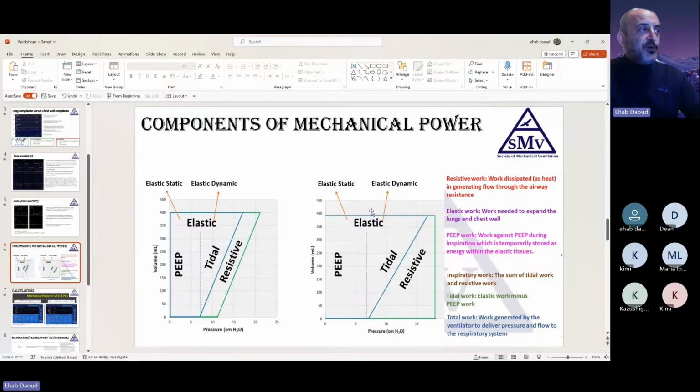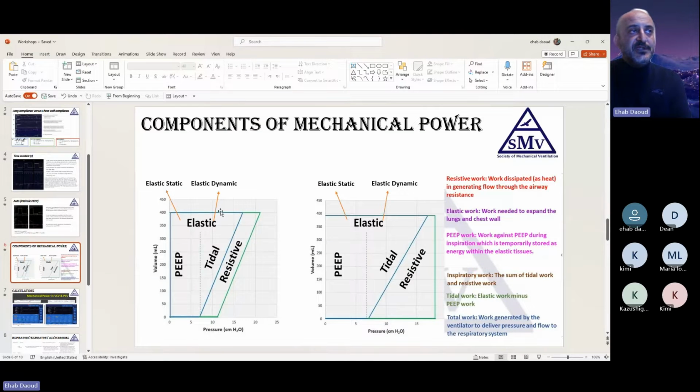We'll jump into mechanical power quickly. Again, this concept of mechanical power comes from physics. Mechanical power is basically the work done to get a volume. So the ventilator or the patient puts pressure to get a tidal volume. So that's work. If you multiply that work by the respiratory rate, you get the power to breathe. And we all know most of the studies showed that mechanical power could be related to mortality.